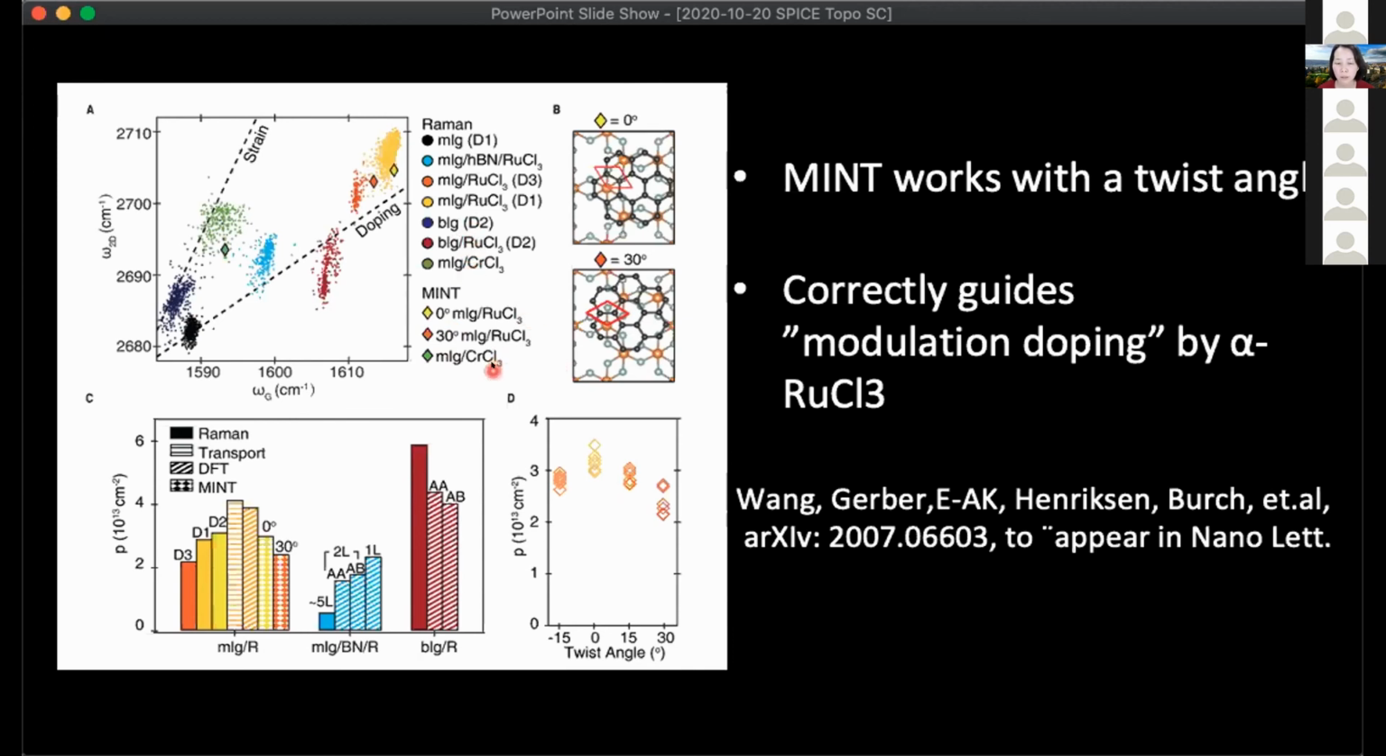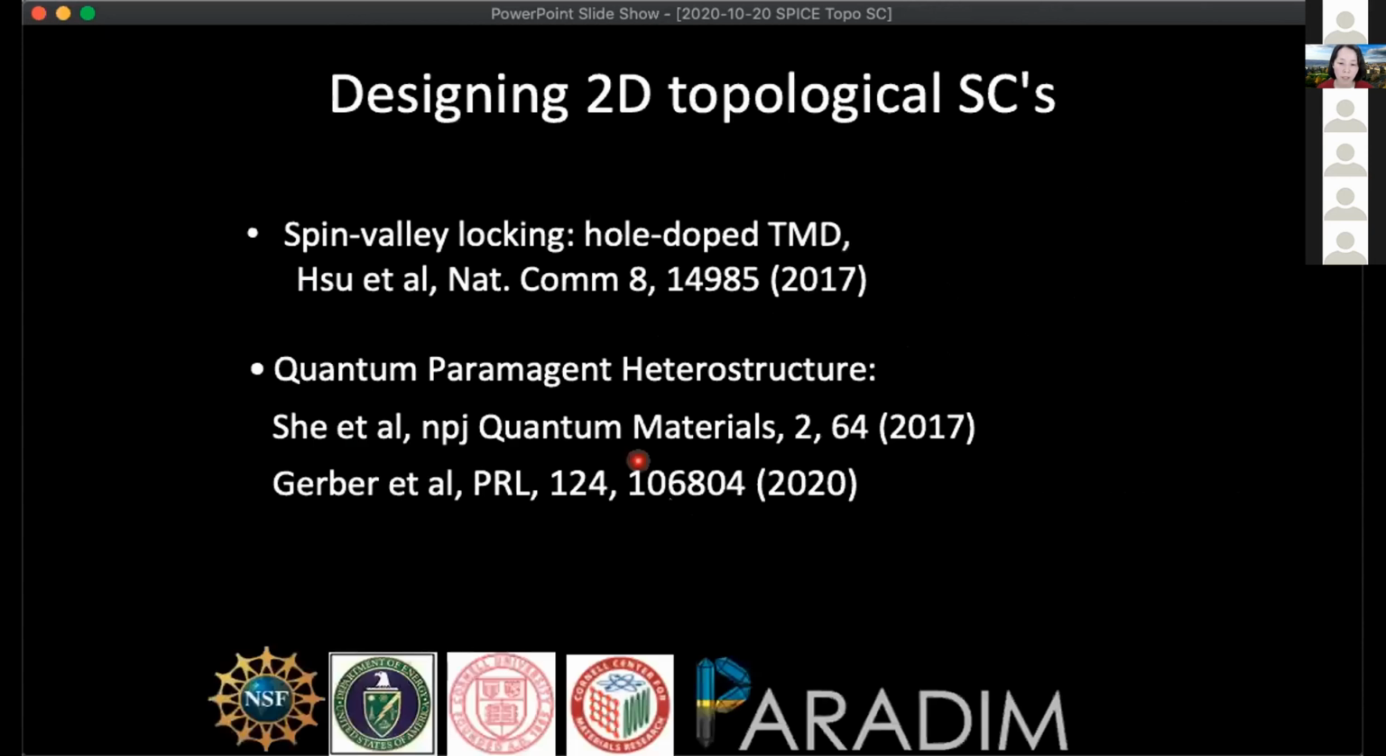And the estimate of the doping from the experimental approaches like Raman and transport is very much consistent with what MINT could predict. What would be really fascinating is to study what's happening to ruthenium chloride in these heterostructures, which has not been done yet, but you can find more details in this paper when it comes to the probing on the graphene side. So on that note, let me finish.